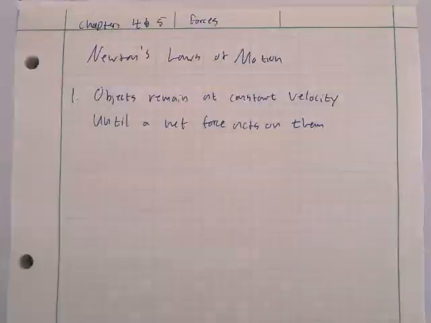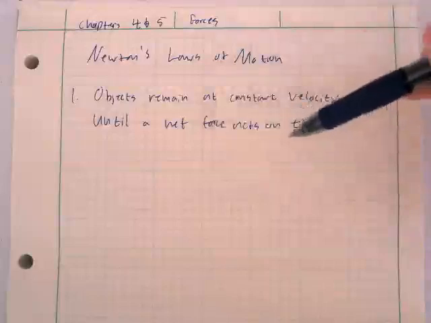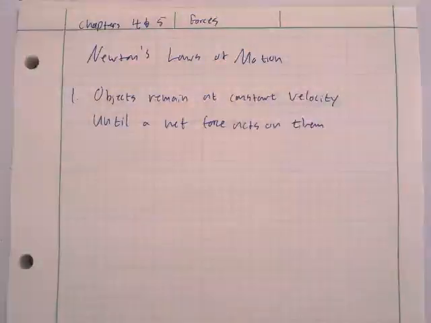So these objects are going to remain at a constant velocity, which means they could be at rest or in motion, just as long as the velocity is constant, right? 0 is a constant velocity. So constant velocity, same speed and same direction, until some sort of net force acts on them. You may have also heard this phrased as: an object in motion stays in motion until a force acts on it, and an object at rest stays at rest until a force acts on it. This is just a stricter way to do it. We're saying that until you have some net force acting on an object, that object will remain at whatever constant velocity it is currently at.